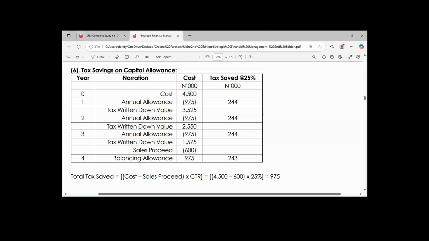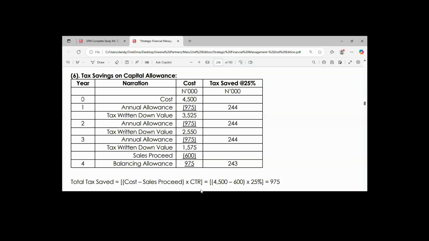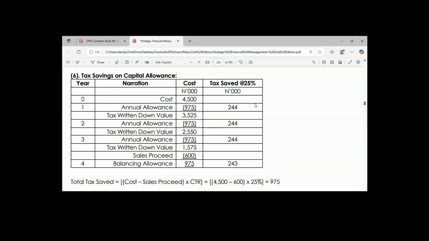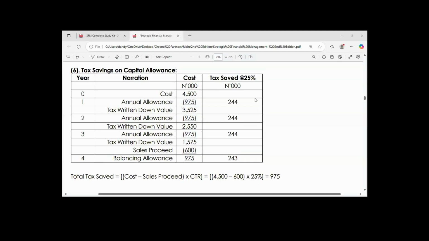So to now get the tax saved on capital allowance, you multiply the capital allowance of each year with the company tax rate. Capital allowance multiplied by company tax rate will give you the tax saved. Therefore, 975 multiplied by the tax rate of 25%. So multiply by 0.25. We have 243.75. You round your number to 244. That's how we got the 244 for each year.